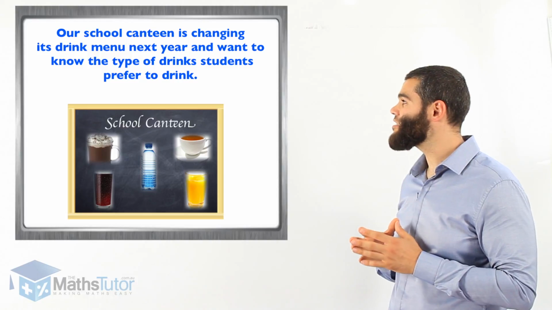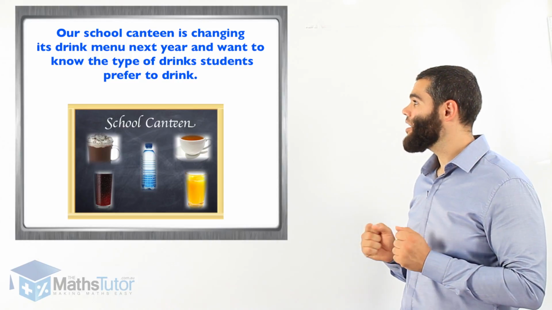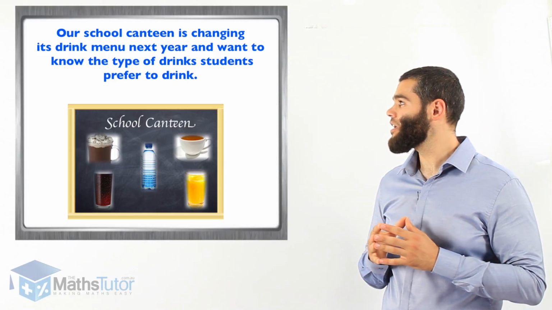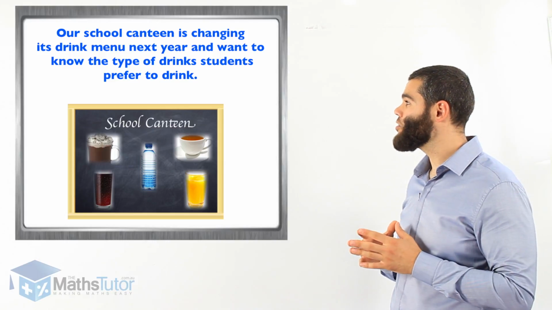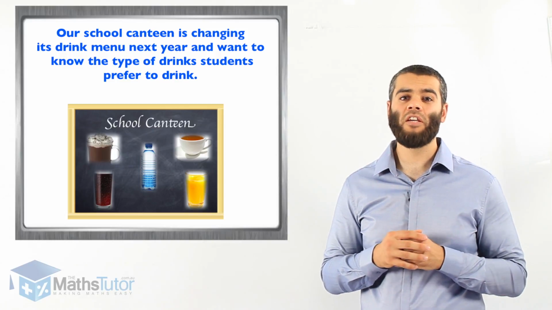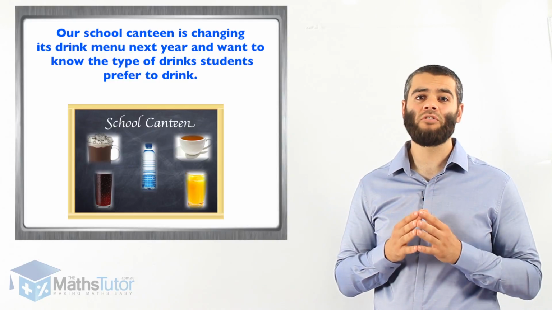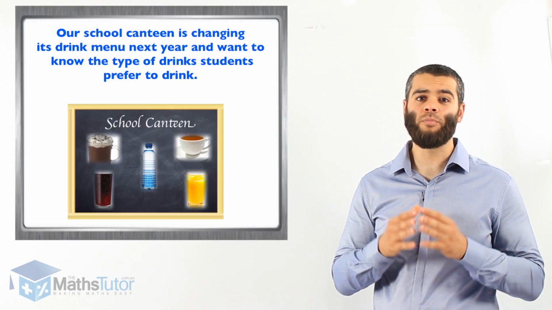To explain statistics, we are going to use this basic example. Our school canteen is changing its drink menu next year, and they want to know the type of drinks students prefer to drink. So the school canteen would like to actually sell new types of drinks next year. They would like to know what drinks the students actually prefer.